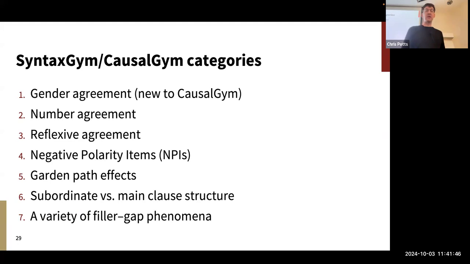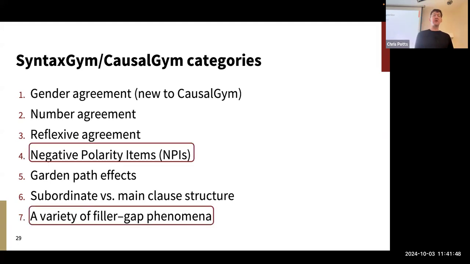And I'm going to show you, in the interest of time, really just my analysis of NPIs, but maybe a bit about filler gap dependencies.